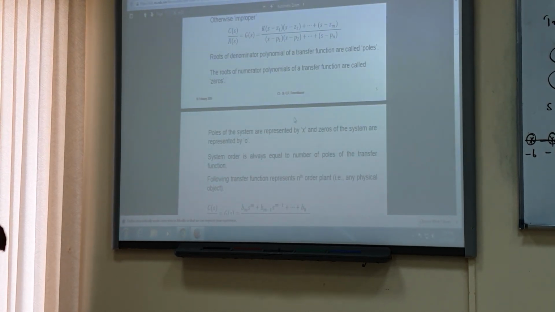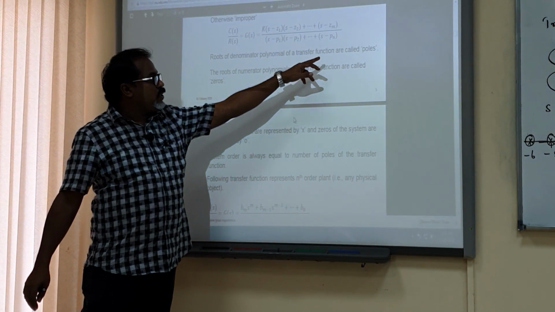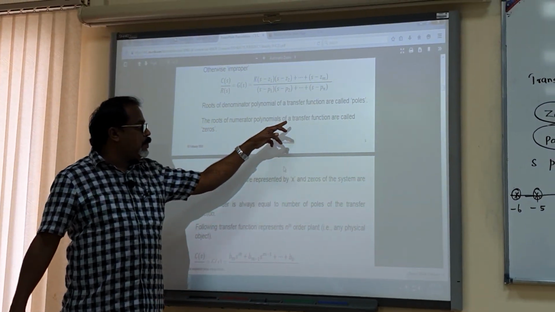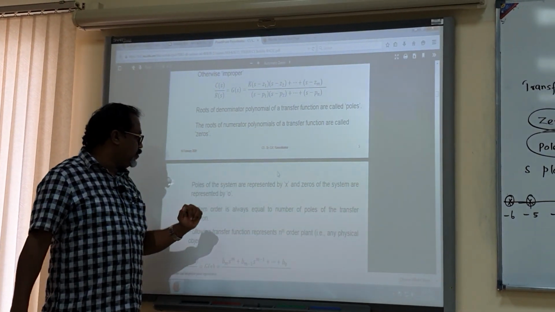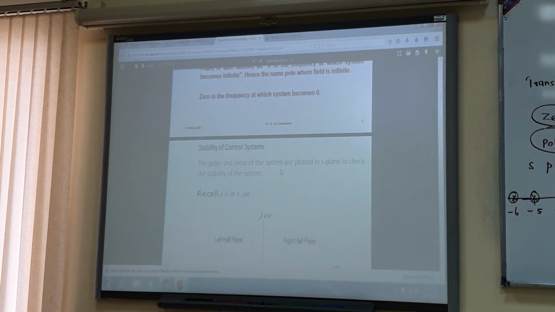The roots of the numerator polynomial. You see here it is given: the roots of the denominator polynomial of a transfer function are called poles. The roots of the numerator polynomial of a transfer function are called zeros. Okay, fine. So now we are going to see one equation.